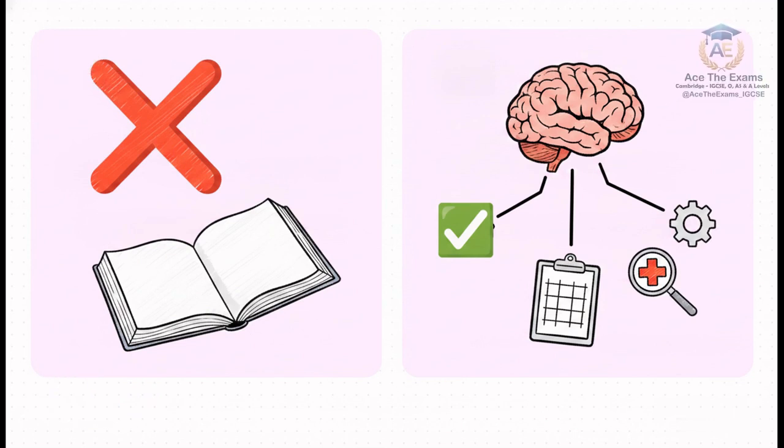Conversely, a top-scoring contextual answer links every single point to the given scenario. They question the assumptions of the specific experiment shown. They use the numbers provided in the specific data table. You have to anchor your physics knowledge directly to the reality of the question prompt.